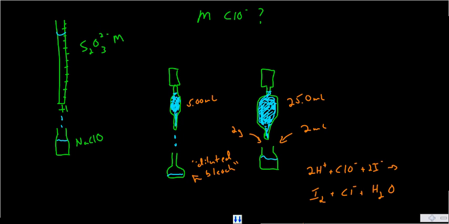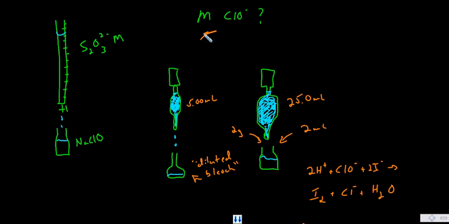Right, the lab that we're going to be doing is how can we determine the molarity of bleach in commercial bleach. So bleach, or sodium hypochlorite. So we want to determine the amount of sodium hypochlorite in our solution.